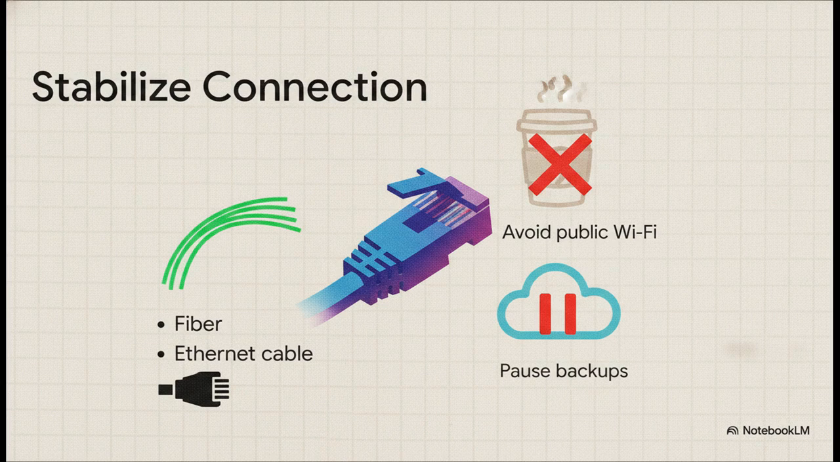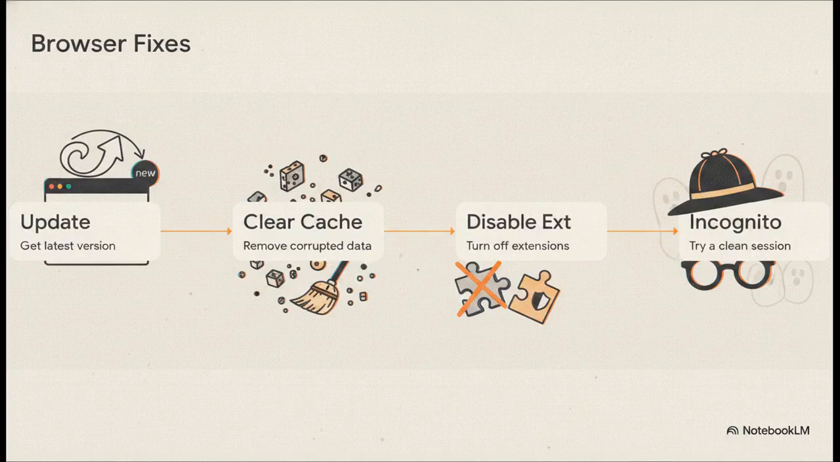And critically, check what else is happening on your network. Pause those automatic Dropbox or Google Drive backups and make absolutely sure someone in the next room isn't streaming a 4K movie, because that will aggressively eat up your bandwidth. So let's say your network is perfectly hardwired, but you're still getting failures. At that point, your browser is likely the culprit.